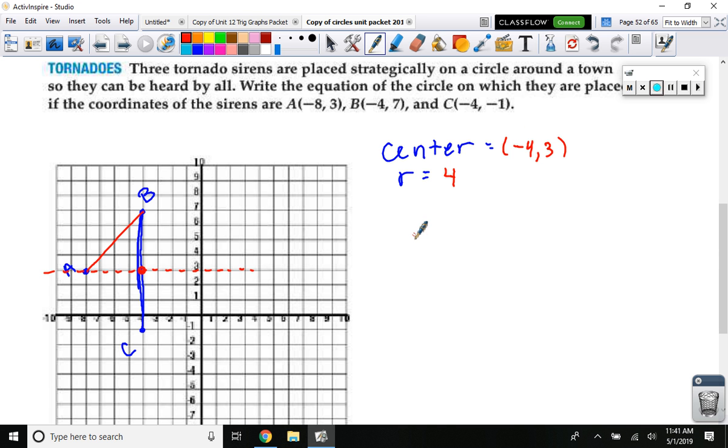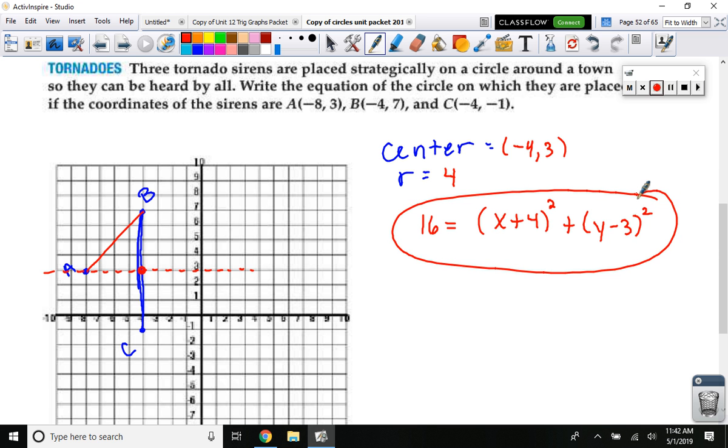Okay, so what does that make my equation? Everybody? 16 equals x plus 4 squared plus y minus 3 squared. That would be your equation. All right, good job, squad.